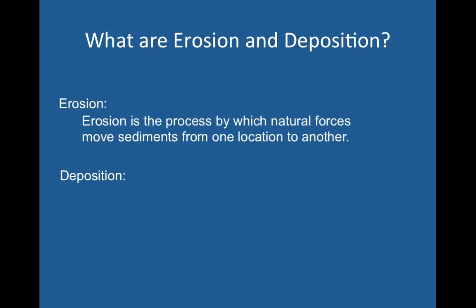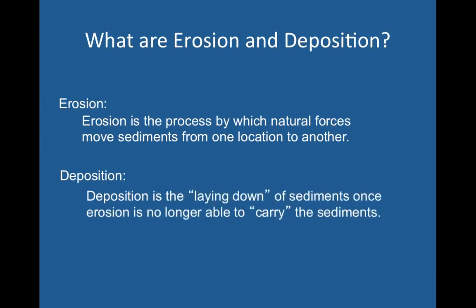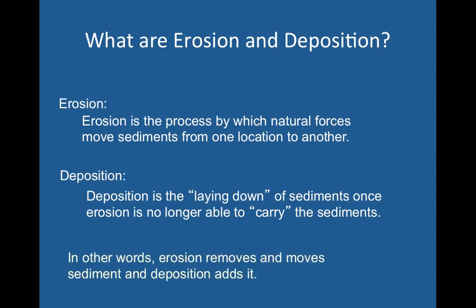Erosion is the process by which natural forces move sediments from one location to another. So it's the force of moving sediments. Deposition is the laying down of sediments once erosion is no longer able to carry them. Another way to think about this is erosion removes and moves the sediment, and deposition adds it. So these are the second and third pieces of a three-step process. Weathering breaks down the rock into sediments, erosion removes and moves the sediments, and then deposition is where they end up someplace else.